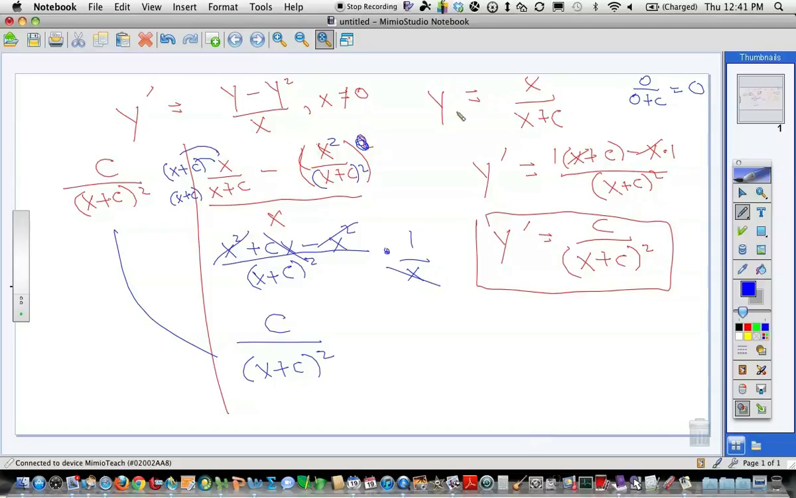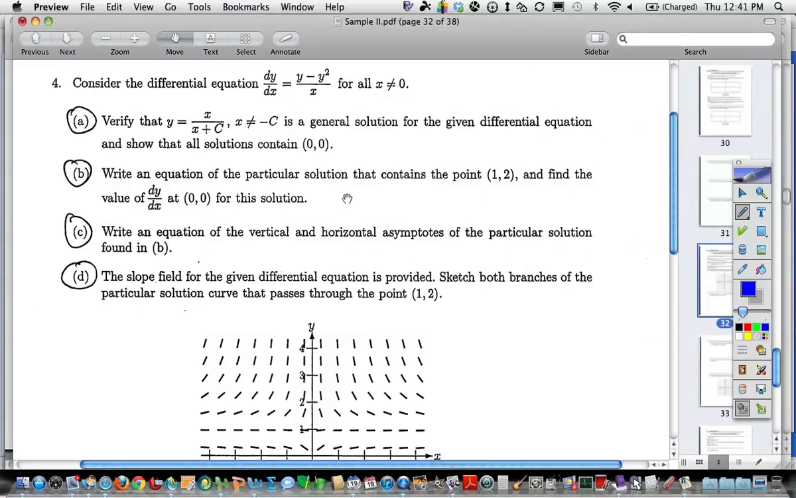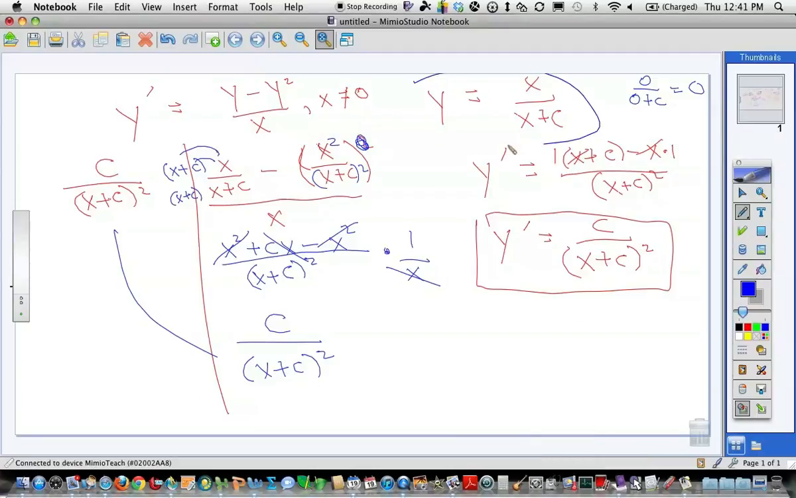Okay, so that was the importance of what they just told you there in part A. All right. In part B, write an equation of the particular solution that contains the point (1, 2), and find the value of dy/dx. Now I know, Alex, you didn't ask about that, but I think maybe some other people do wonder about that. So we're going to put the point (1, 2) into here, right? So we get 2 equals 1 over 1 plus c.